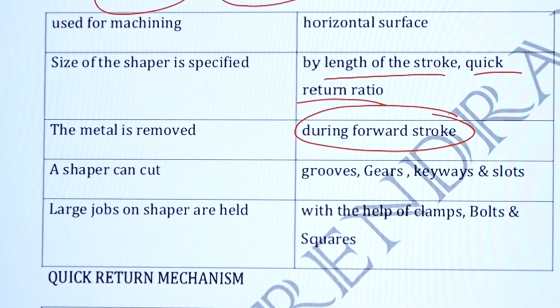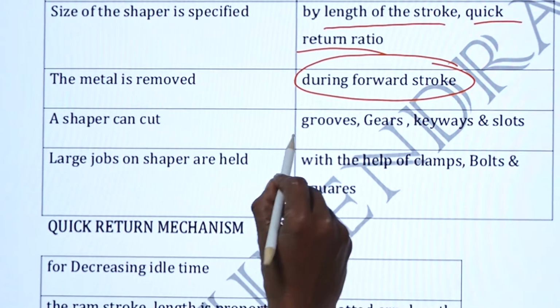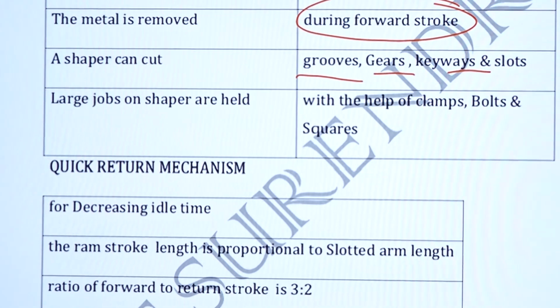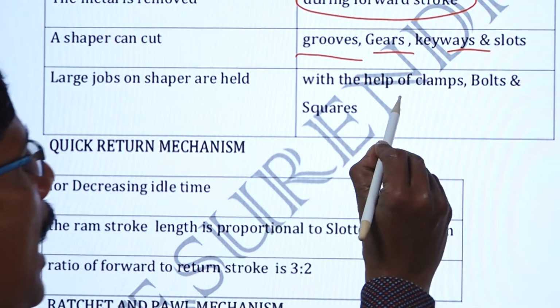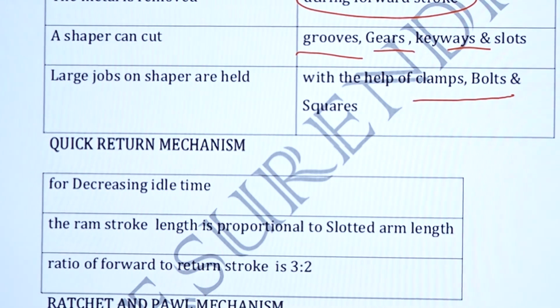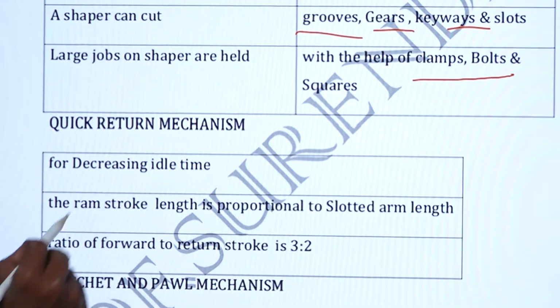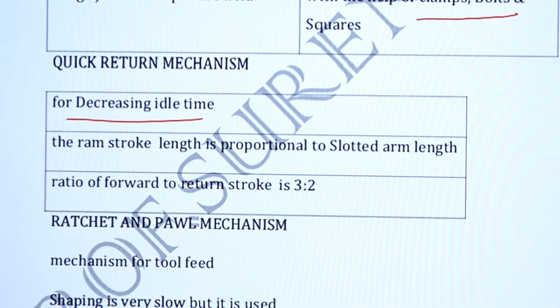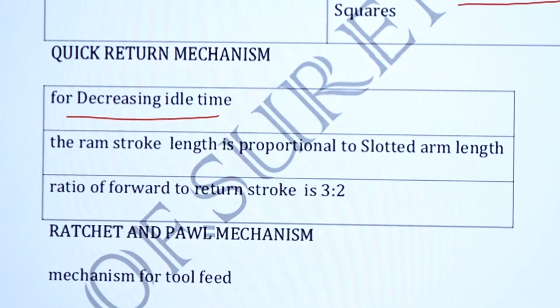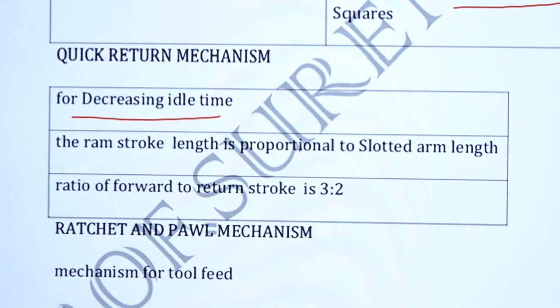A shaper can cut grooves, keyways, slots. Large jobs on a shaper are held by clamps, bolts and squares. So why is a quick return mechanism used in a shaper? For decreasing the idle time. The return stroke is not cutting, so we decrease idle time. For that, a quick return mechanism is used.